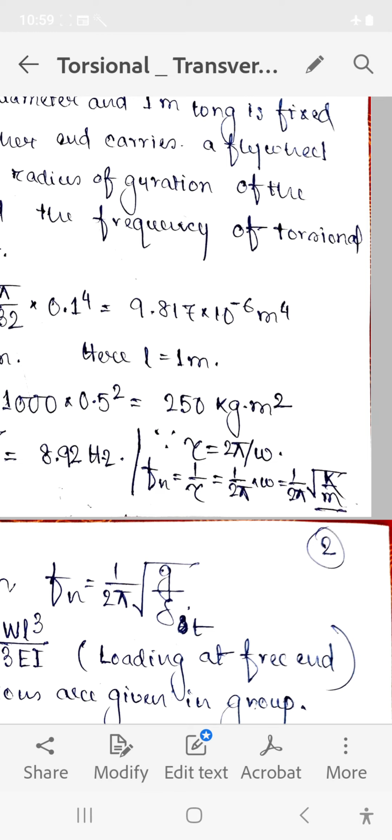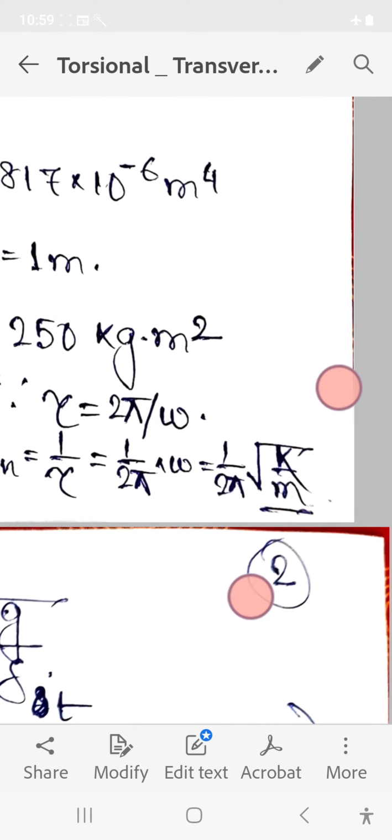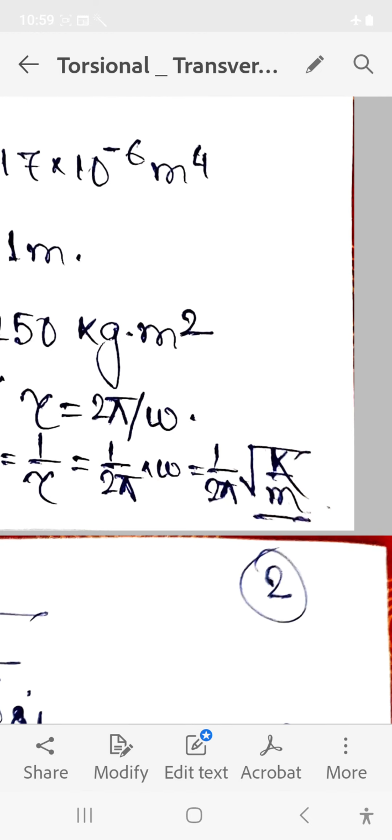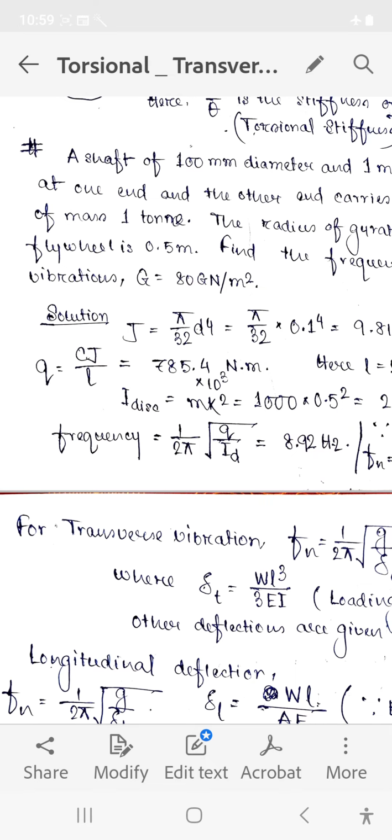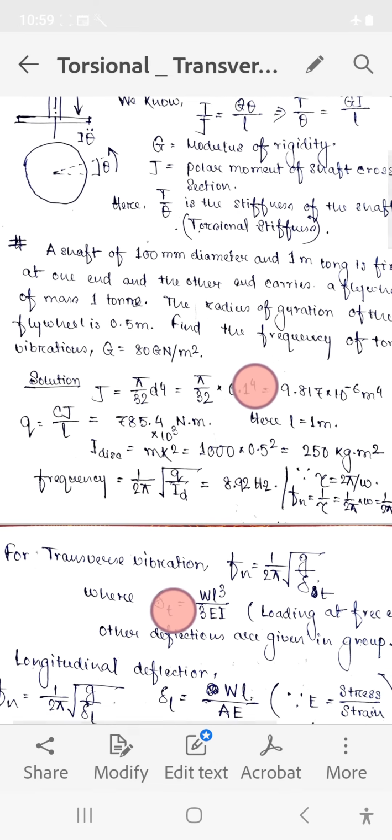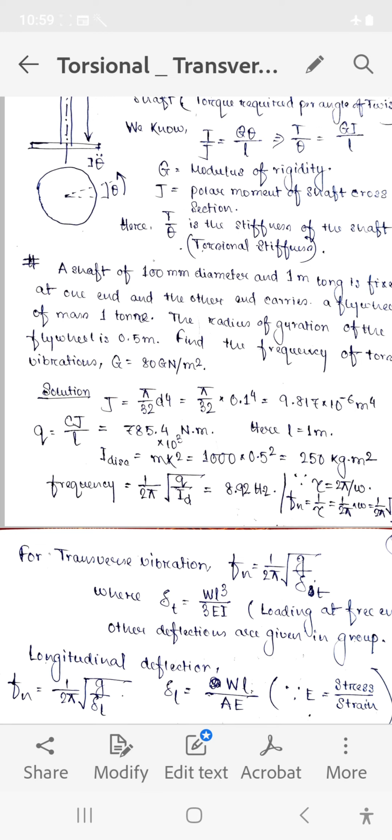So frequency is 1 by 2 pi into root under k by m. In case of torsional frequency, it will be 1 by 2 pi root under Q by I. Okay, that's what we have found out. Frequency equals 1 by 2 pi root under Q by I. And we already know the Q value, which you have just calculated, and I is the moment of inertia of the disk.